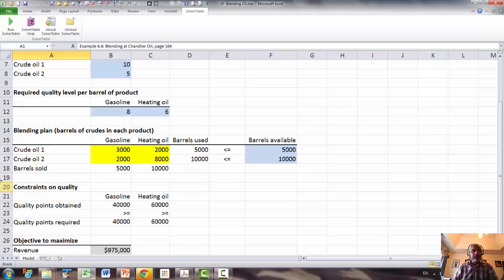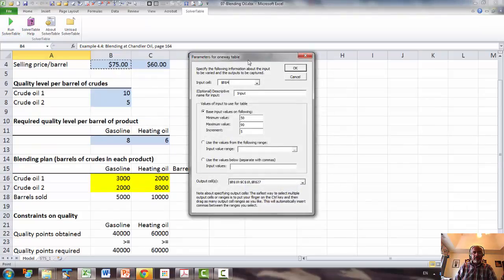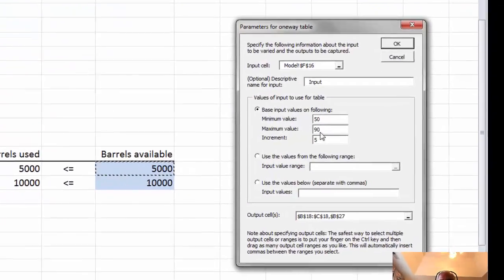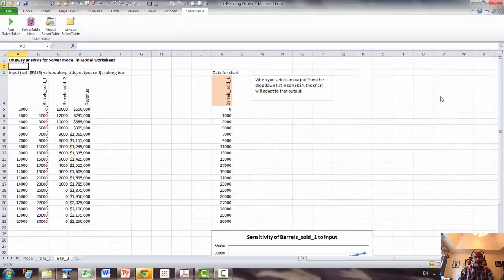for barrels available of crude 1. So barrels available for crude 1 is this. So run Solver again. Now this time you change the input, okay, to that. Alright, and we want to go from 2,000 barrels to 20,000 barrels in increments of 1,000 barrels. And let's leave the output the same. So this is the input cell. Click OK.